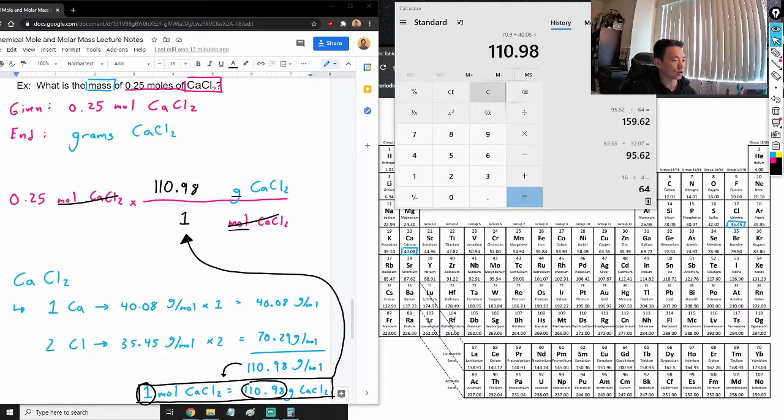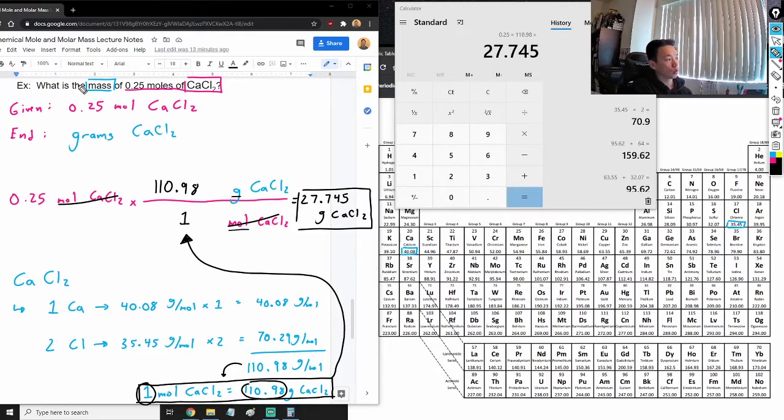So all we need to do is calculate this out. We just multiply the tops, divide by the bottom. So on the top we have 0.25 times 110.98, and that'll give us a final answer of 27.745. So our final answer is 27.745, and our units of measurement is grams of CaCl2. Okay, and there you go. That's exactly what you're looking for. What is the mass of 0.25 moles of CaCl2? It's going to be 27.745 grams of CaCl2.